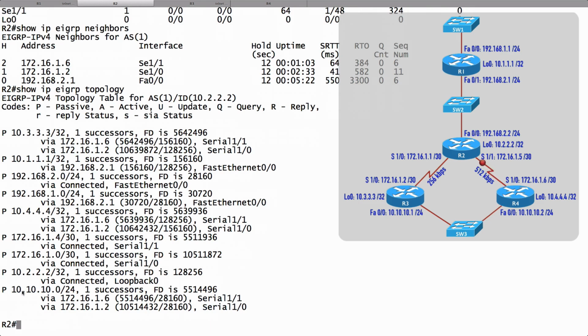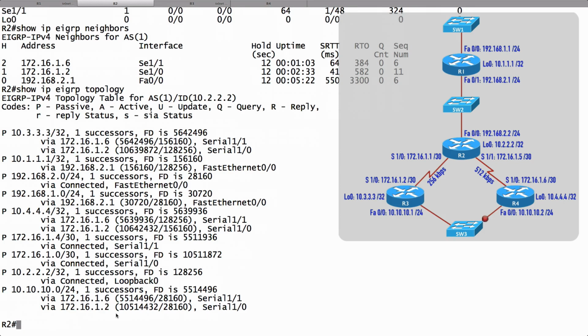It's the 10.10.10.0/24 network. Notice that there are 2 different ways of getting there. We could go via 172.16.1.6, that's R4, or we could go via 172.16.1.2, that's R3. So it's interesting that EIGRP knows about 2 ways to get to this network. However, only one of these 2 ways becomes a candidate to be injected into the IP routing table.